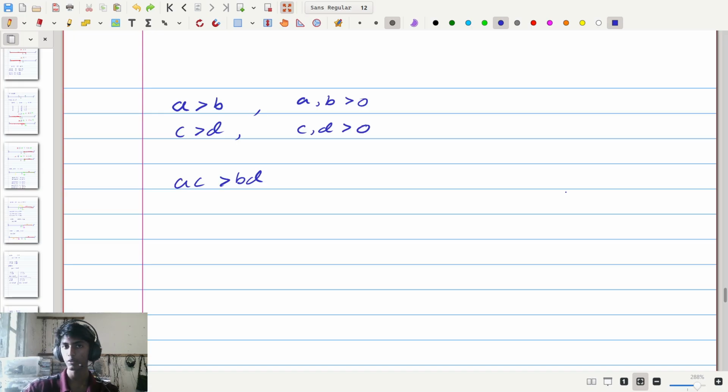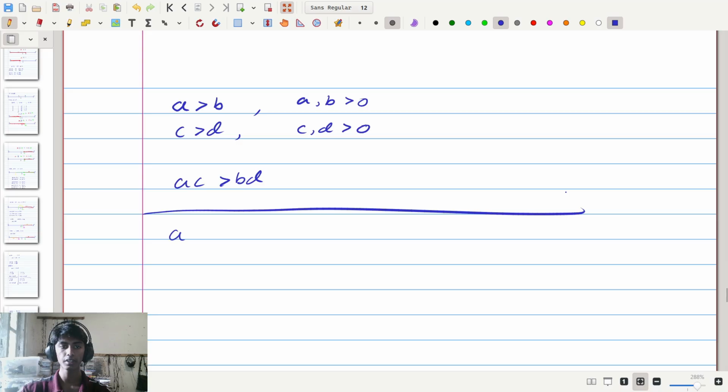If you want, you can explore the rest of the cases where certain numbers are negative and how they relate to this equation. But for a, b, c and d, which are all positive numbers, if a is greater than b and c is greater than d, meaning on the left hand side we have two bigger numbers and on the right hand side we have two smaller numbers, multiplying the two bigger numbers together will give us a number that is definitely bigger than multiplying the two smaller numbers together.